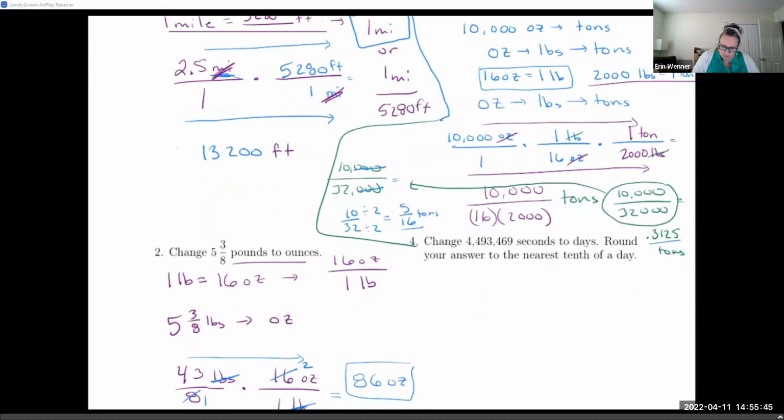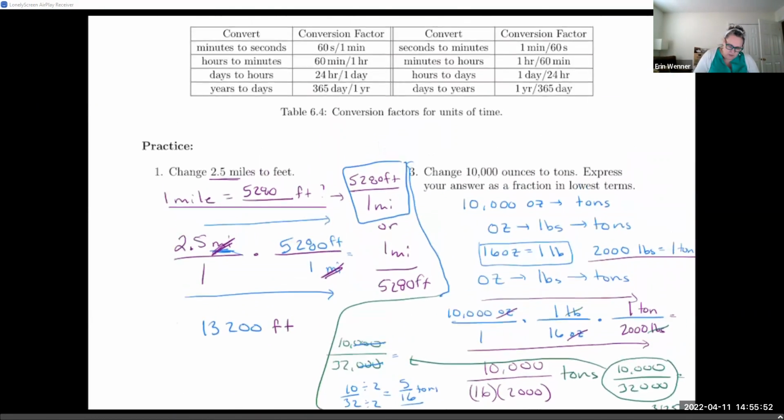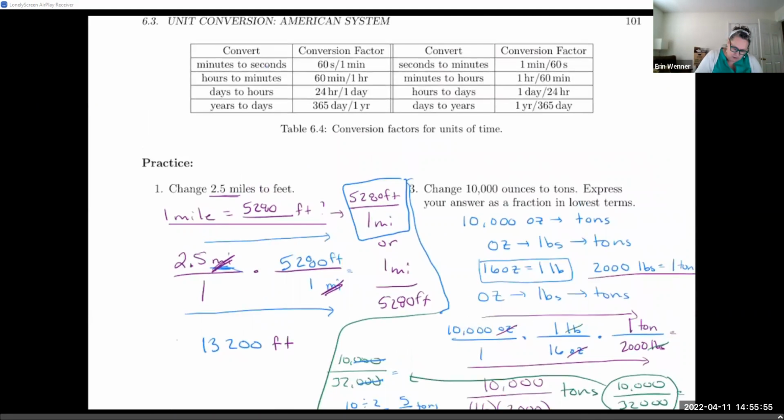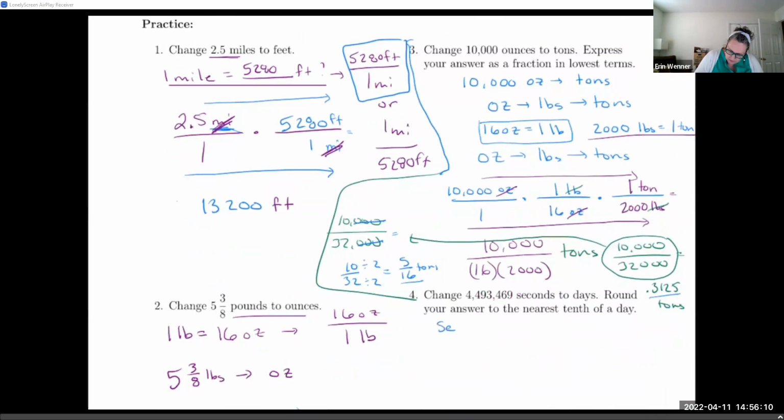So number 4, we're changing seconds to days. If we think about our units of measure with time, we've got seconds to minutes, minutes to hours, and hours to days. So there's 3 conversion factors, 3 steps that we are making there. So I want to go from seconds to days, which means I'm going to go seconds to minutes, minutes to hours, and hours to days.